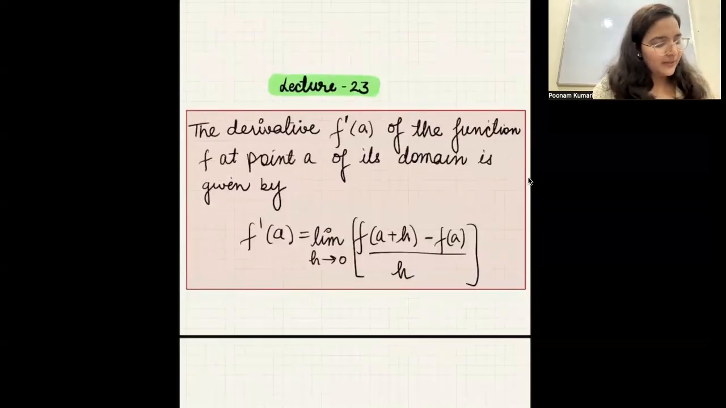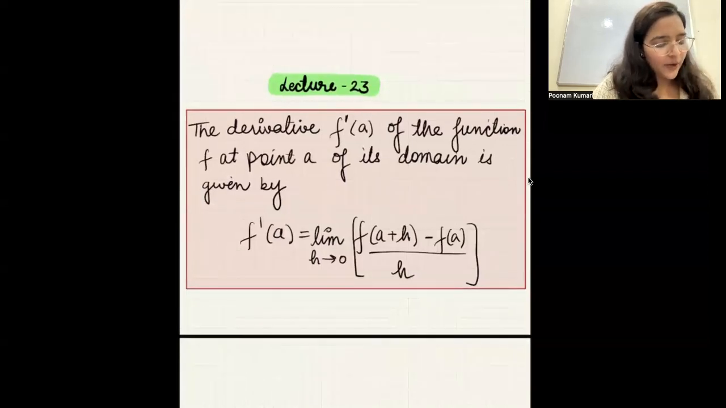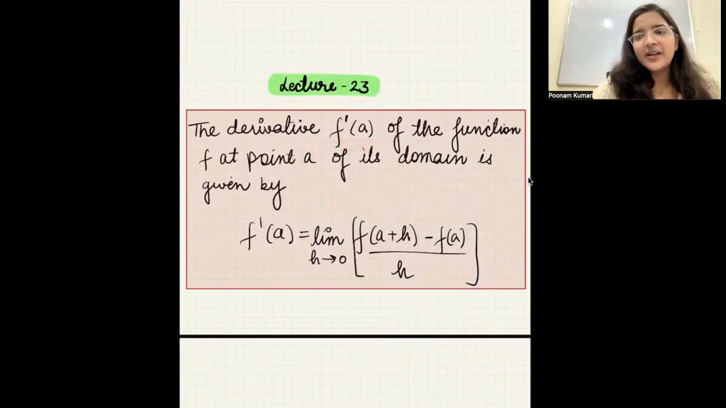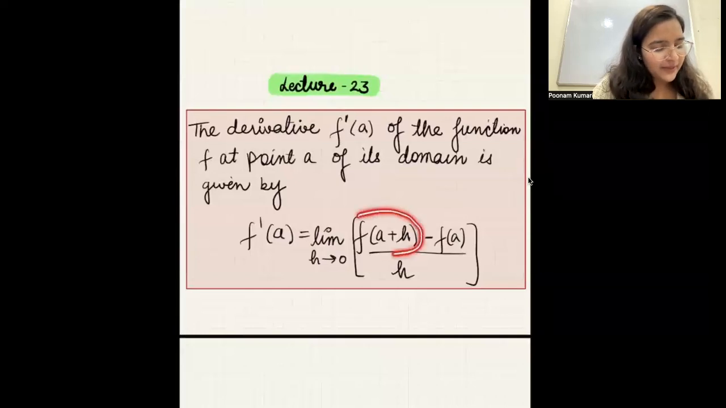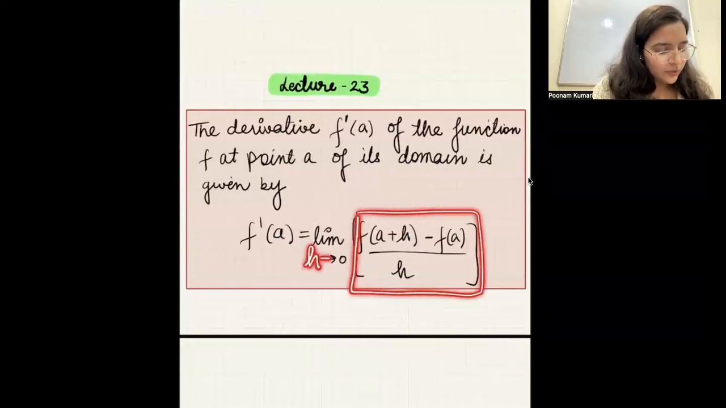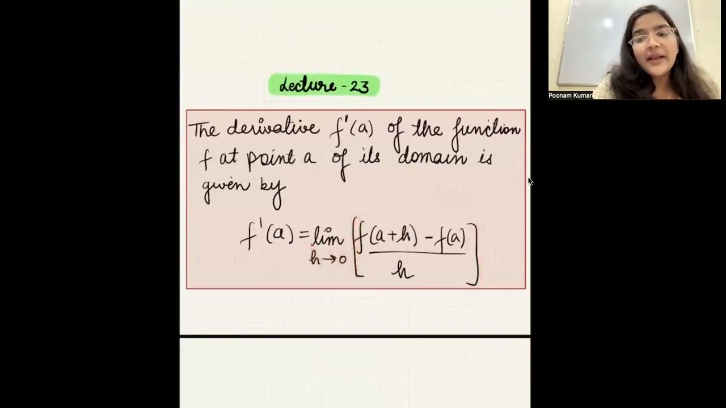So the definition would be nothing but, agar aapko kisi bhi ek point a pe derivative nikalna hai, ya fir you can say slope of the tangent line at that particular point, to wo kya hoga? You just try and figure out what this number is going to be. So basically, f of a plus h minus f of a, divided by how much your x has changed, which is a plus h minus a. Aap is particular expression ko figure out karo, and then just try to see what happens to this ratio when your h value becomes very, very close to zero. So when the limit h tends to zero.